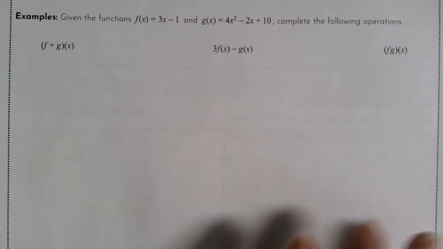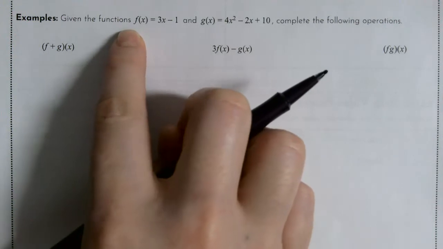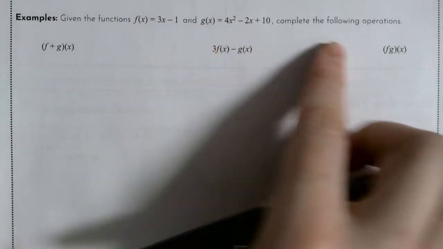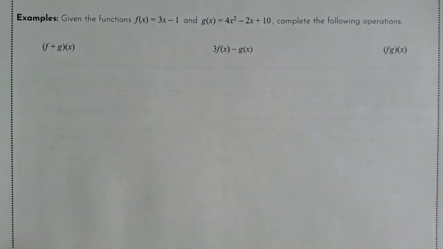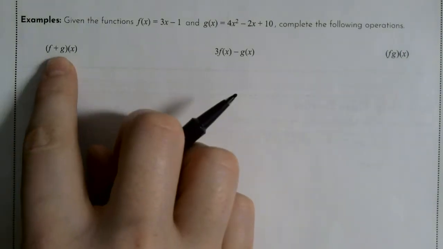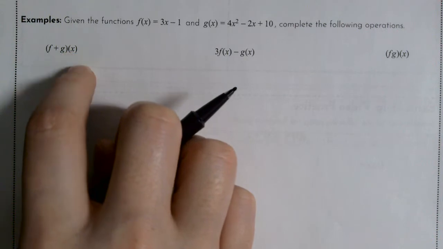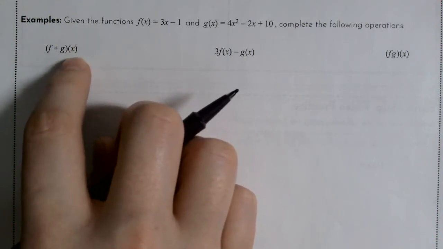So let's go through a few examples. Typically, you're going to be given some functions by their name. So we're given f and g in this case. And then we need to complete some operations. So we're going to complete each of these problems. The first thing I like to do is identify what operation we're doing. In this case, we are adding, and we're doing f plus g. The parentheses x just tells us what variable we're using.